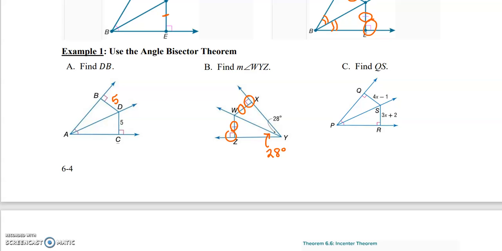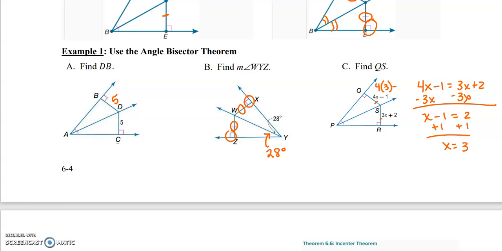QS, again, we know the angles, we have perpendicular, so these segments would be congruent. So we do set these equal so we can solve for X, and then we're going to plug it back in. So X is equal to 3, and then we're going to plug it back in. So 4 times 3 minus 1 is 12 minus 1, or 11.